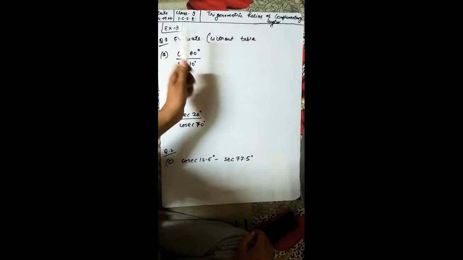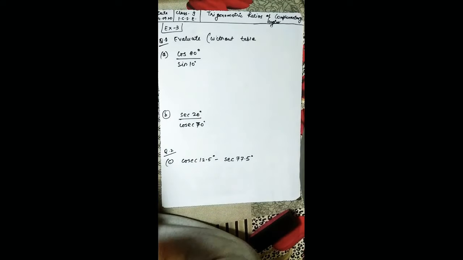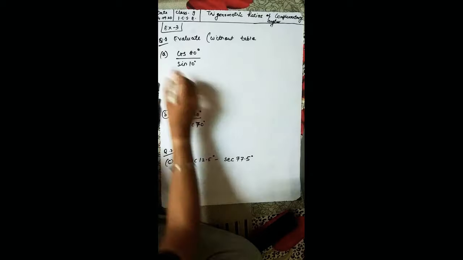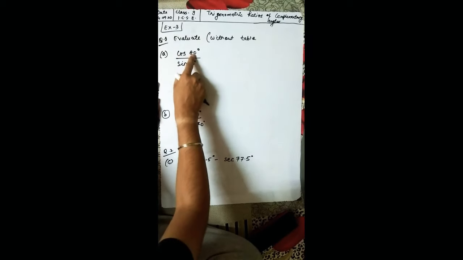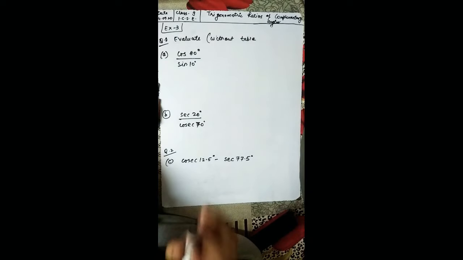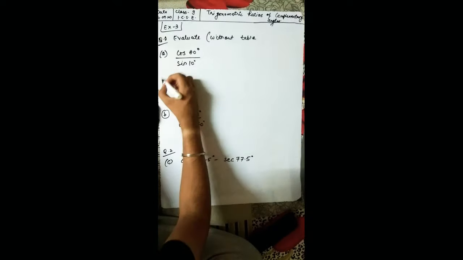The first question: evaluate without using table. Now we are going to use the conversion which we have seen right now. Very first question I'm doing, cos 80 degree upon sin 10 degree. Now we don't know the value of 80 degree and 10 degree. We only studied about 0, 30, 45, 60 and 90. Now how to solve this one?